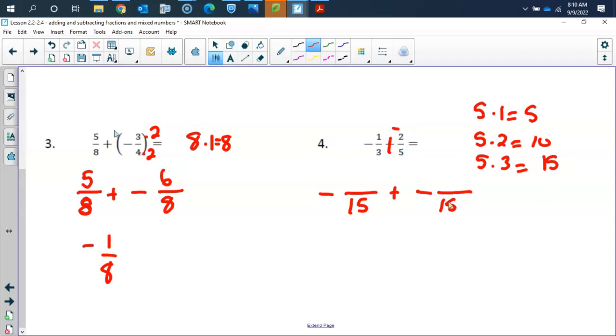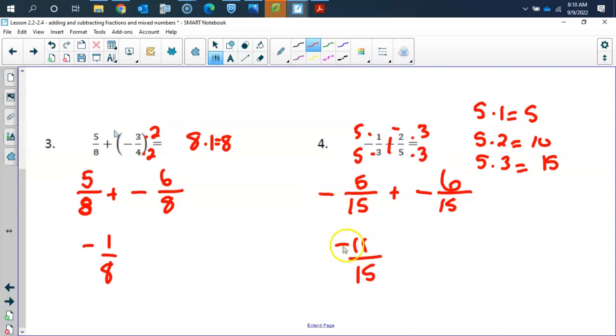Well, let's take a look at this. What do I need to multiply 3 by to turn it into 15? I need to multiply by 5. 5 times 1 is 5. What do I need to multiply 5 by to turn it into 15? I need to multiply it by 3. So 6 over 15. So negative 5/15 plus negative 6/15. If you owe me 5 and you owe me 6, you owe me 11. So negative 11/15.